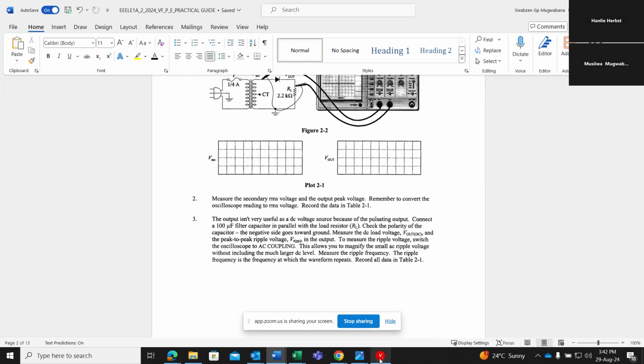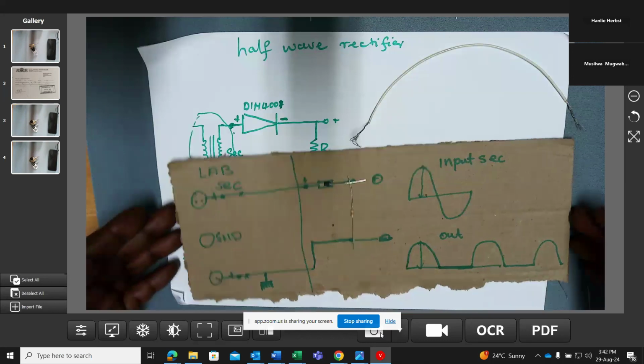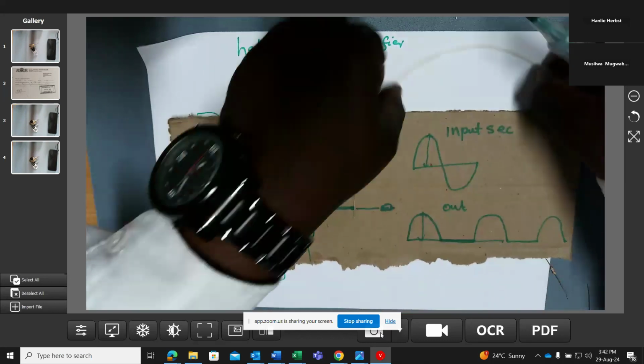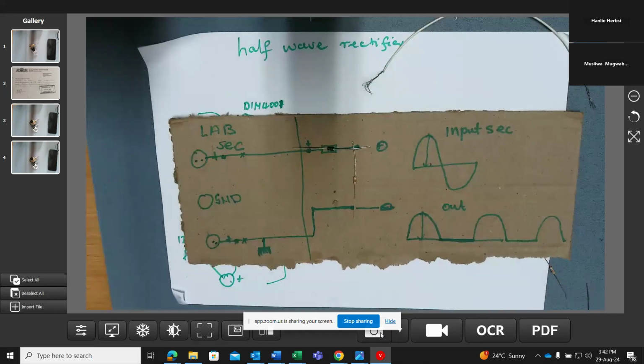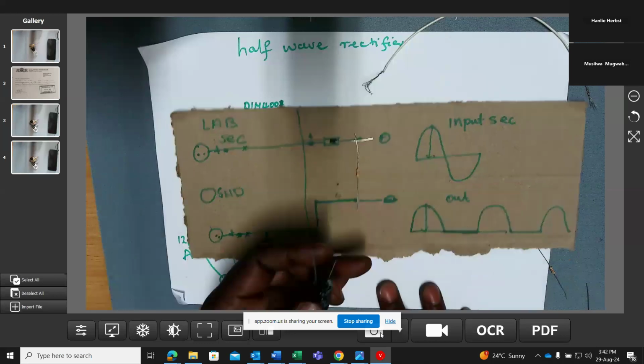Now, if you go back to your circuit, you say, now I need to include the capacitor. It says the capacitor must be included in parallel with your resistor. So if I include the capacitor in parallel with my resistor, I will go and take the capacitor. Remember, the capacitor has got polarity, as we have already discussed.